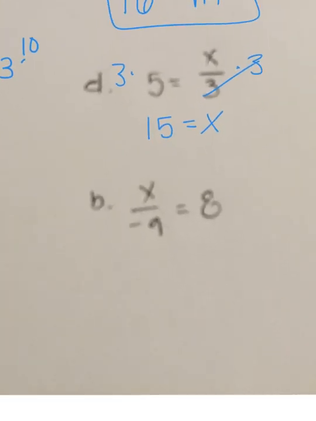Okay, here, x divided by negative 9 equals 8. Hopefully you remember, when we have division, we need to multiply both sides, so it cancels those things out. Then I have x equals 8 times negative 9. A negative and a positive is going to be a negative number.